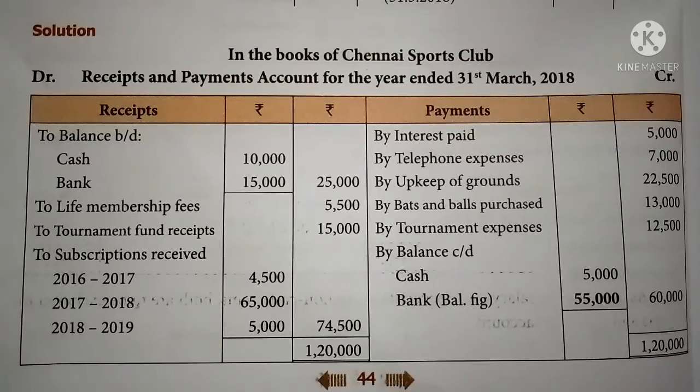You can follow the specimen, and based upon the specimen you can write what transactions are to be recorded in the receipt side, and what transactions should be recorded in the payment side. So from the receipt side point of view: to balance brought down, the opening balance, cash and bank, life membership fees, tournament fund receipt, subscription received.